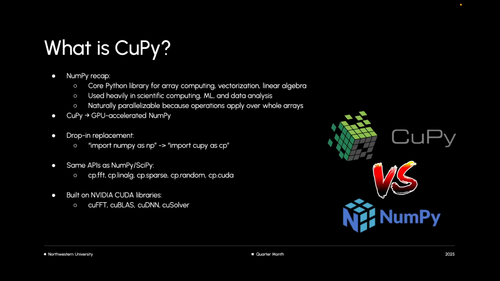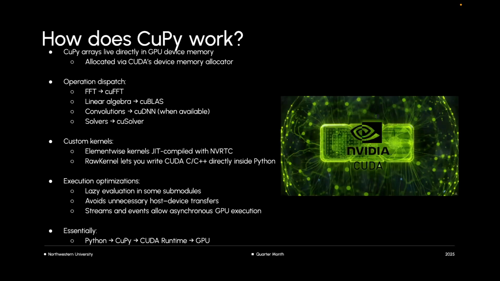CuPy mirrors almost the entire NumPy and SciPy API. For example, cp.fft for Fourier transforms, cp.linalg for matrix operations, cp.random for generating random arrays, and so on. And under the hood, CuPy dispatches these operations to highly optimized NVIDIA CUDA libraries, which we'll talk about some more here. How does CuPy actually work?